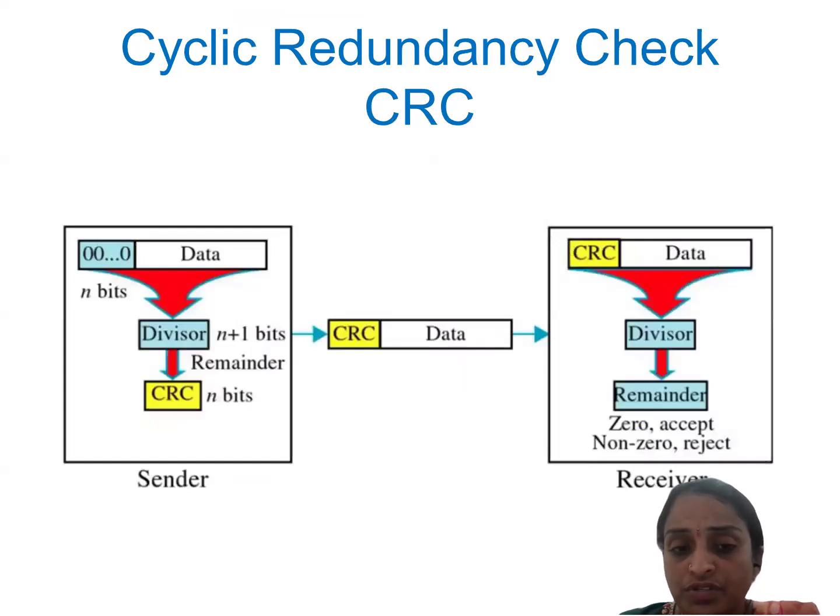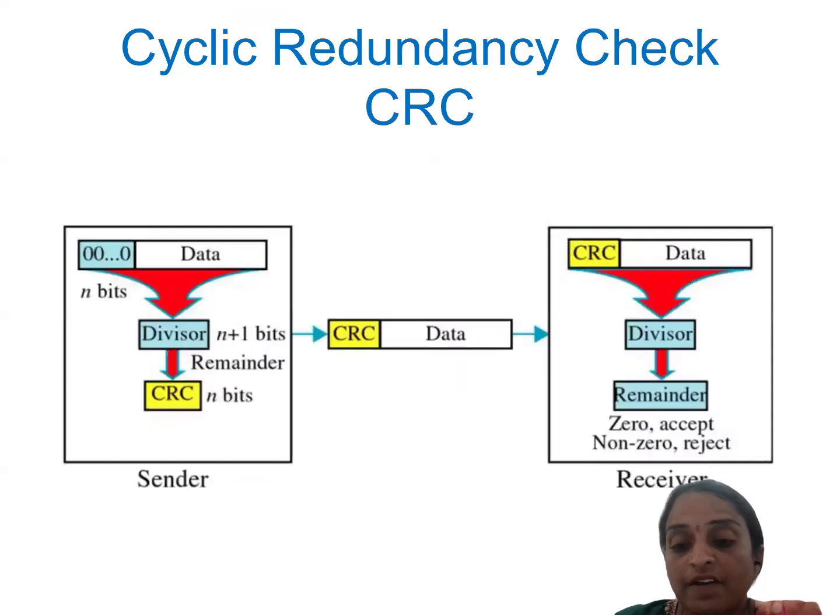Here the divisor has n plus 1 bits, so the CRC bits are n bits. Initially, we put n bits of 0 along with the data. How to perform binary division? After getting the remainder, we add it to the data at the sender side, and then we send the data to the receiver side.